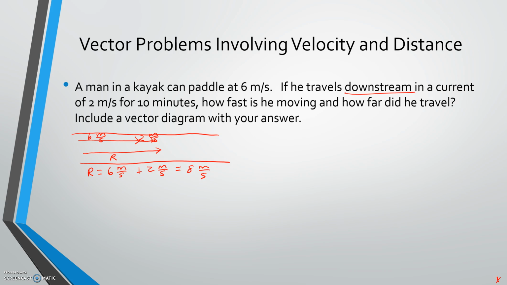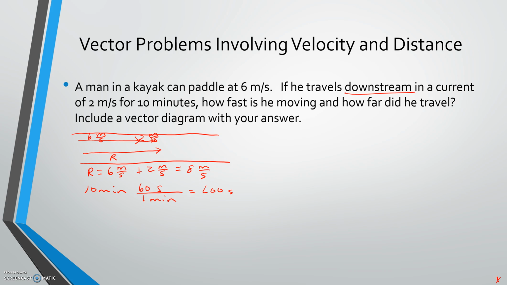Now the next thing we're going to want to do is calculate how far he traveled. But before we can do that, we have to look at the units, because the velocity that we calculated is in meters per second, but the time is in minutes, and those units don't match up. So we're going to need to convert 10 minutes to seconds before we can do our problem. We need to remember that for every 1 minute, we have 60 seconds. That means that 10 minutes is equal to 600 seconds.